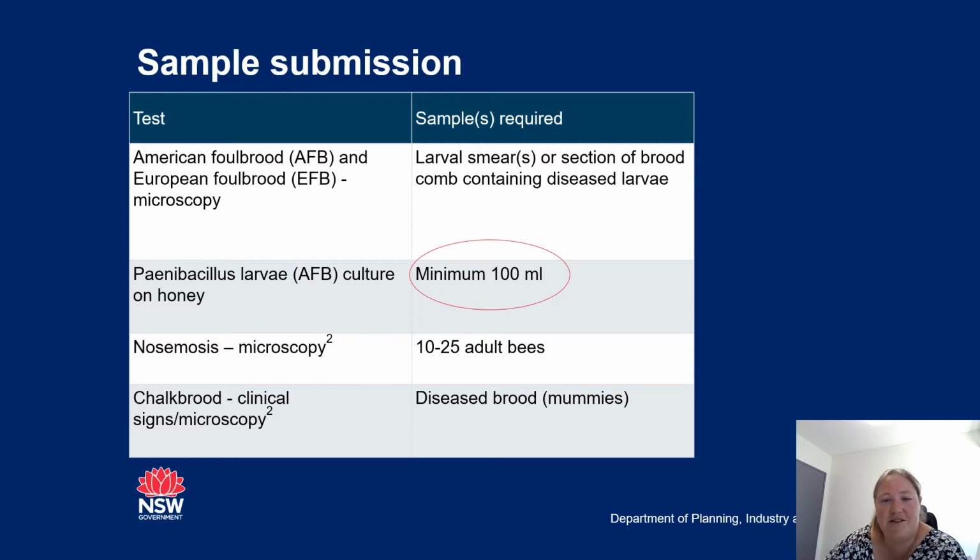Now, this is straight from our website, the State Veterinary Diagnostics Laboratory website. On here you can see that these are the samples that we require to run our testing. And for the honey we've got a minimum of 100 mils. The website at the moment states 75 mils, but we are updating that to be 100 mils, and you'll see in a moment why we're doing that.